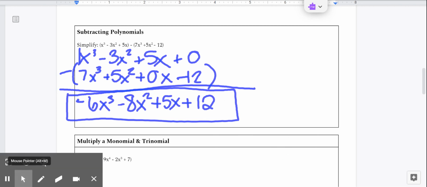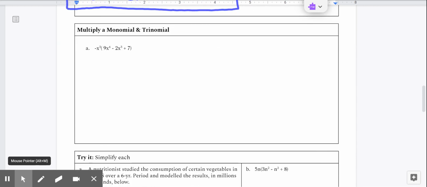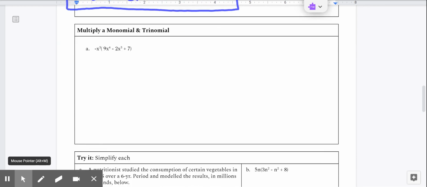The very last thing we're going to look at here is multiplying a monomial and a trinomial. So really, hopefully we know now, monomial means one term. So our monomial here is this negative x cubed. And we're multiplying it times this trinomial inside the parentheses: 9x to the 4th minus 2x cubed plus 7.